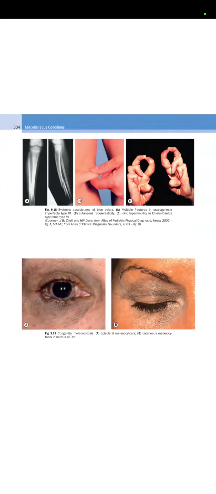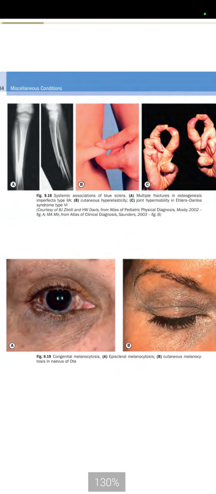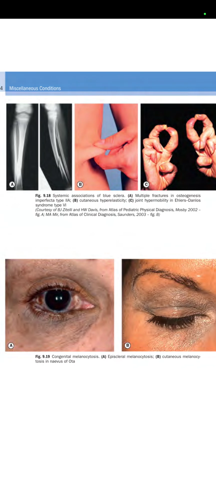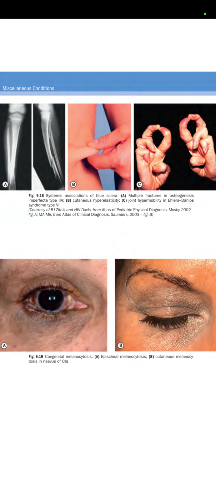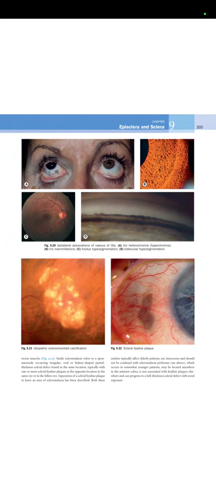So you can see this is figure 9.18 showing the systemic associations of blue sclera. A is showing the multiple fractures in osteogenesis imperfecta type 2A. B is showing cutaneous hyperelasticity and joint hypermobility in Ehlers-Danlos syndrome, and this is showing congenital melanocytosis. A is showing the episcleral melanocytosis, and B is showing the cutaneous melanocytosis in the nevus of Ota.